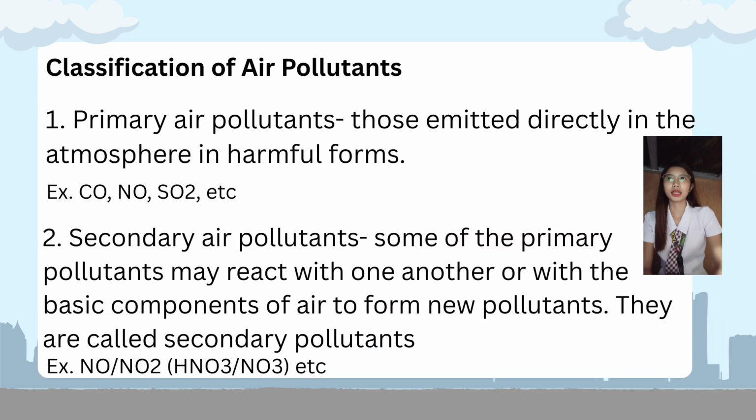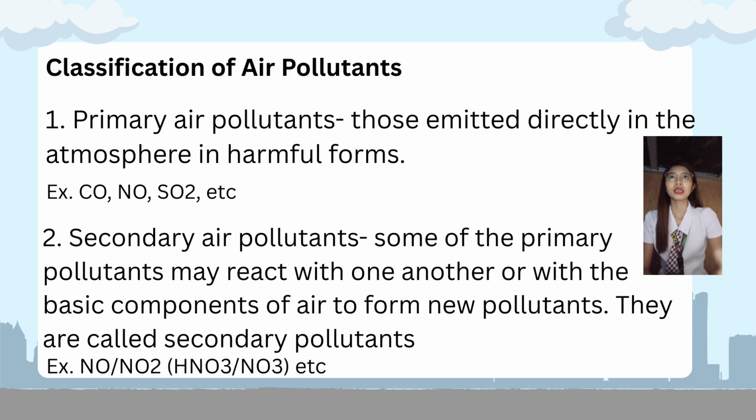Classifications of air pollutants. Number one is primary air pollutants, those emitted directly into the atmosphere in harmful forms. These pollutants are released directly into the atmosphere in a harmful form. They come from sources like vehicles, factories, and burning of fossil fuel. Examples are carbon monoxide, nitrogen oxide, and sulfur oxide.